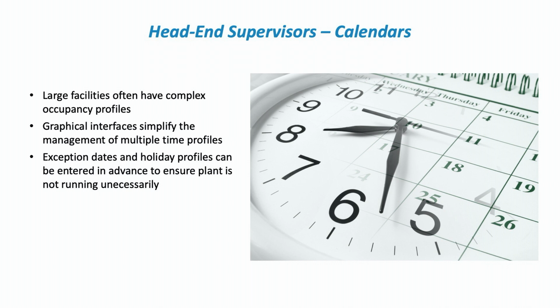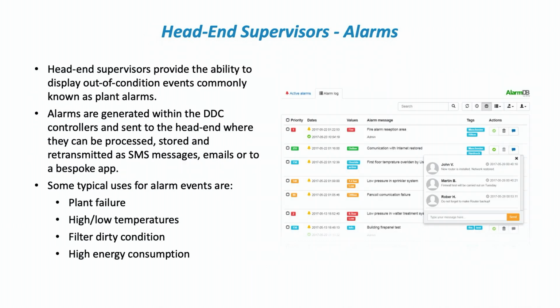Calendars, setting up our time schedules as well. If you have a very large system, it's unlikely that you will have everything come on at 8, everything go off at 6. So we need to manage multiple time schedules and exception dates within our system. And by having a head-end supervisor, we can actually manage those calendars and those complex time schedules more easily, because we get a graphical representation of different parts of the building, and usually with some real world text to explain exactly what is going to be affected by changing a particular time schedule. So it's a very important function of a head end.